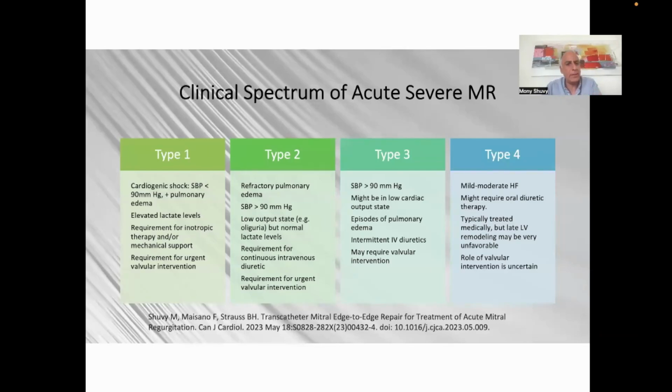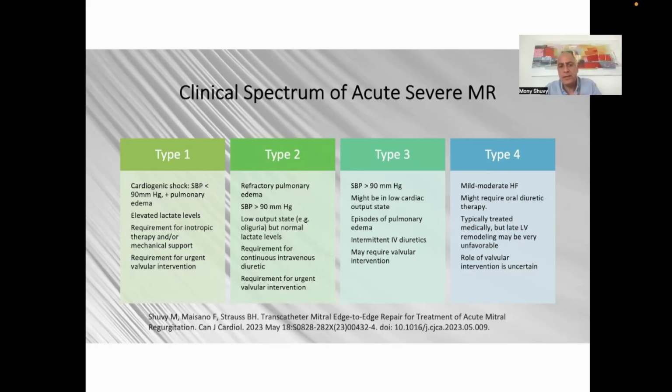We have the type 1 patients. Those patients are in the extremes. Patients in cardiogenic shock, the blood pressure is below 90, they're in pulmonary edema, there are signs of hypoperfusion reflected by high lactate levels. Those patients often require inotropic therapy and mechanical support, intra-aortic balloon, Impella, ECMO, and often require an urgent mitral intervention.